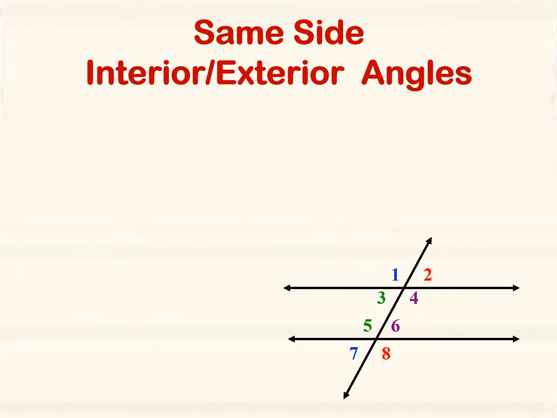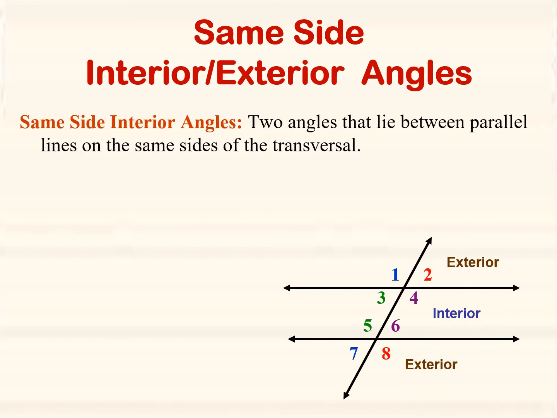Now let us have same side interior and exterior angles. Same side interior angles are two angles that lie between parallel lines on the same side of the transversal. So we have 3 and 5, and 4 and 6. If we add them, it is equal to 180 degrees. So measure of angle 3 plus measure of angle 5 is equal to 180 degrees. Measure of angle 4 plus measure of angle 6 equals 180 degrees.